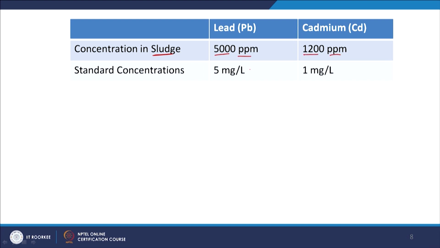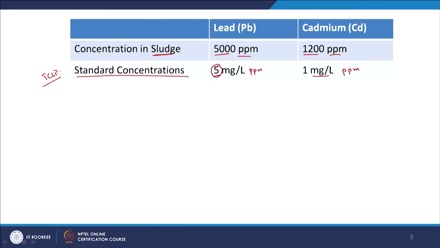So, again here we have it in the units of, these are the standard concentrations from the TCLP, okay, that hazardous waste 2016 rules, and again 1 ppm, right. So, the relevant concentrations in the leachate after you do this TCLP test should not be greater than 5 ppm for lead and 1 ppm for cadmium, right.